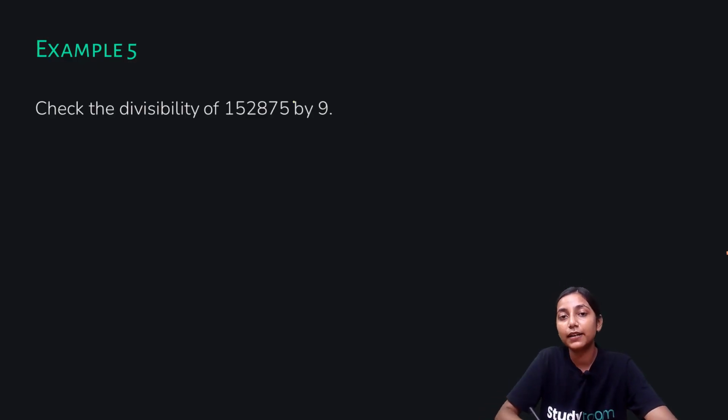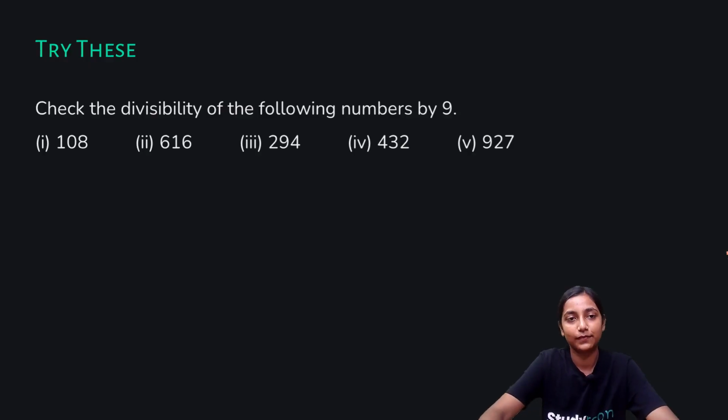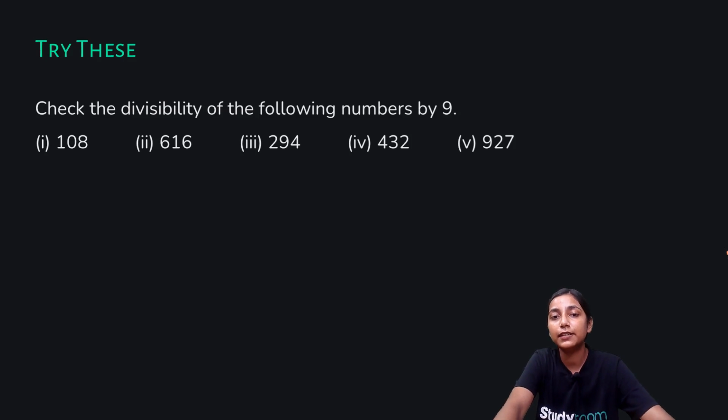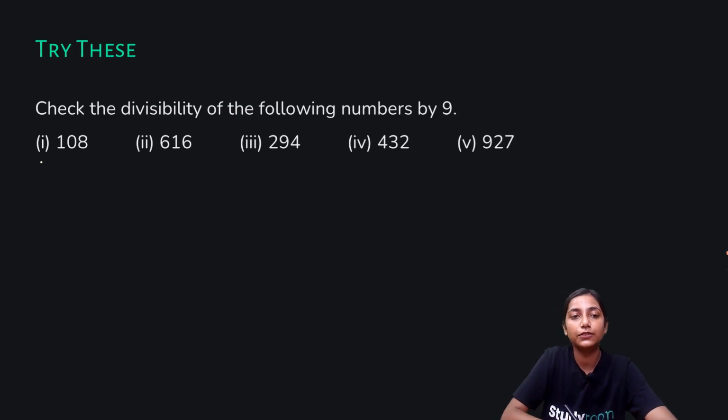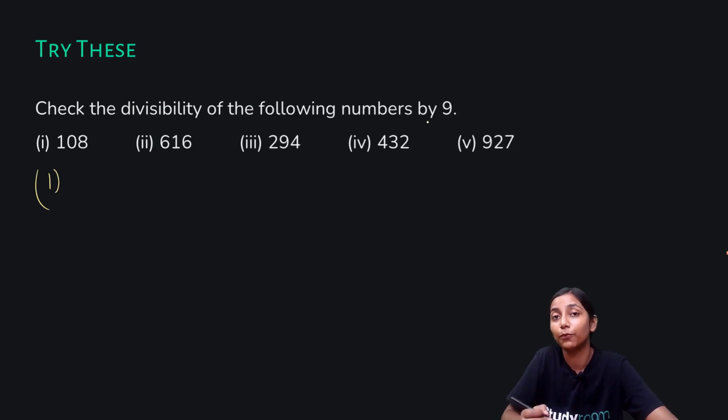Now we have this number and we need to check again the divisibility of this number by 9. This is example number 5, do it yourself. You just need to add all these digits, and if that sum is divisible by 9, this number will be divisible by 9. Again, we need to check the divisibility of all these numbers by 9. I'll do this first part for you. Do the other parts for more practice.